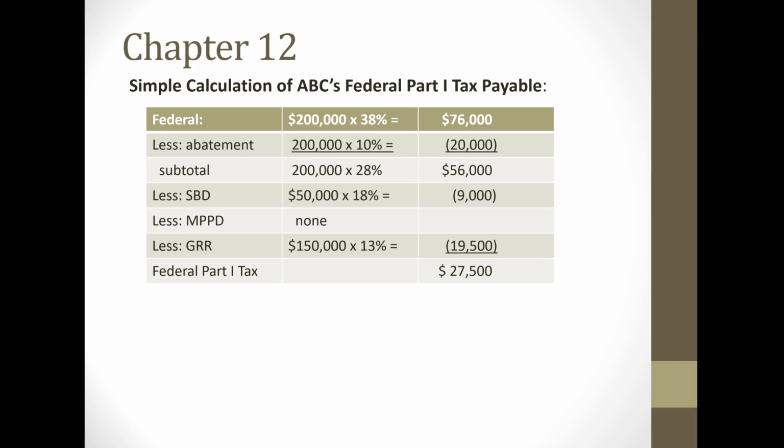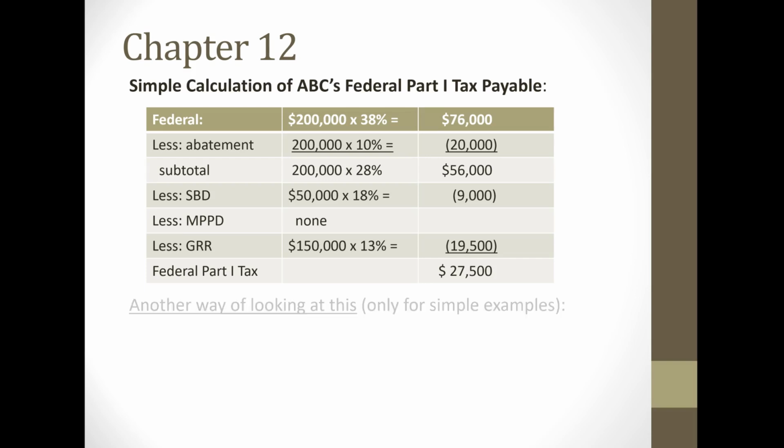Now moving on to the next row, the manufacturing and processing profits deduction. Now remember we said none of the income was related to manufacturing and processing, so there's no deduction there. However, the general rate reduction is a 13% reduction to full rate taxable income. So full rate taxable income is taxable income, $200,000, minus the income eligible for the small business deduction, $50,000. That's going to leave us with $150,000. That gets the general rate reduction times 13%. That's a reduction of $19,500. So this company's federal Part 1 tax payable is $27,500.